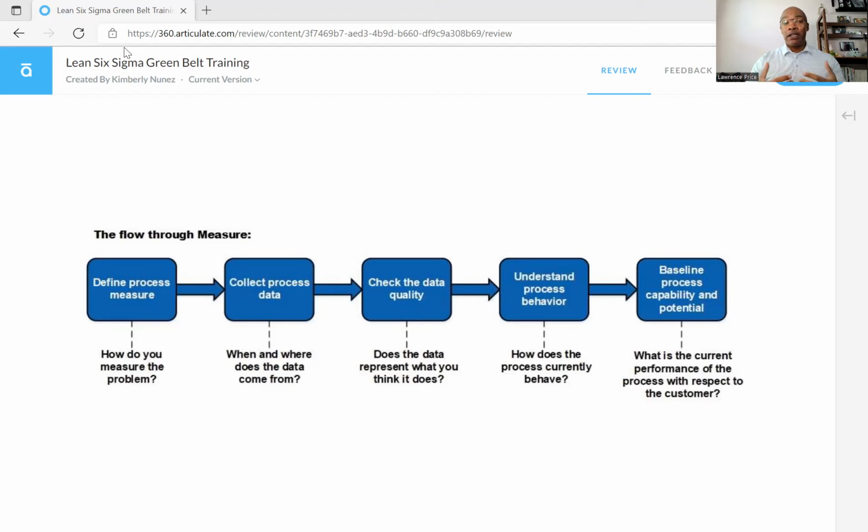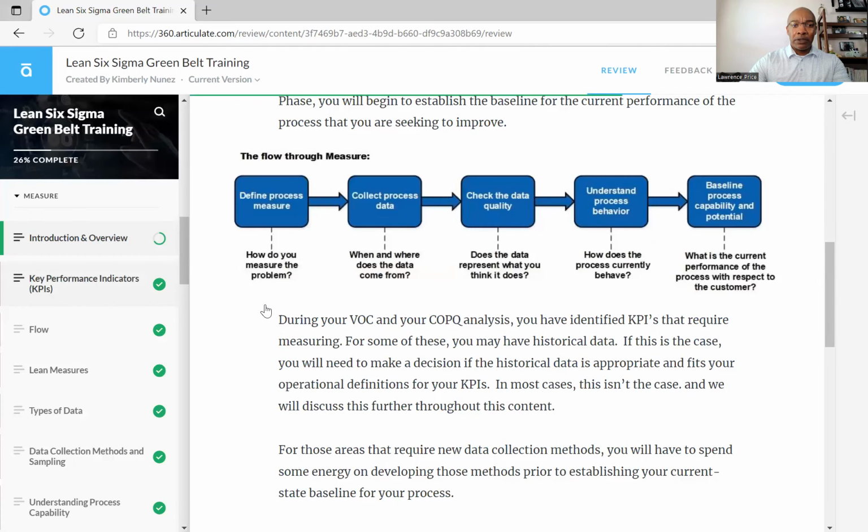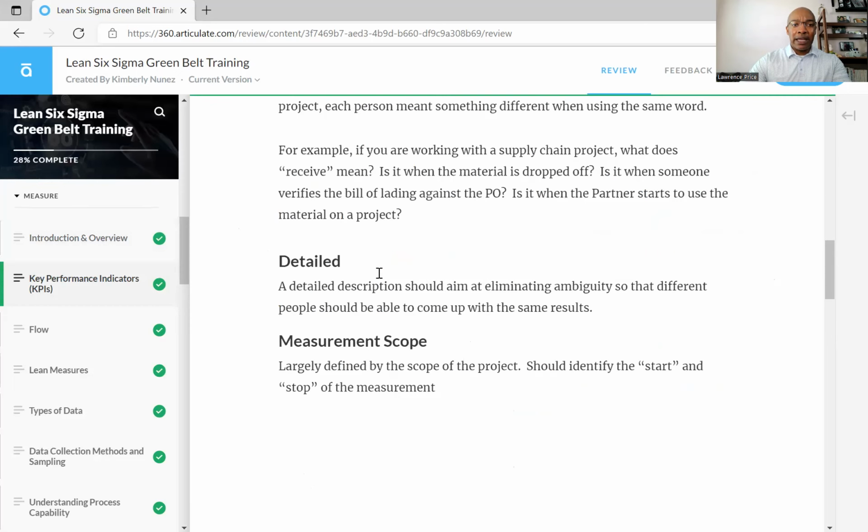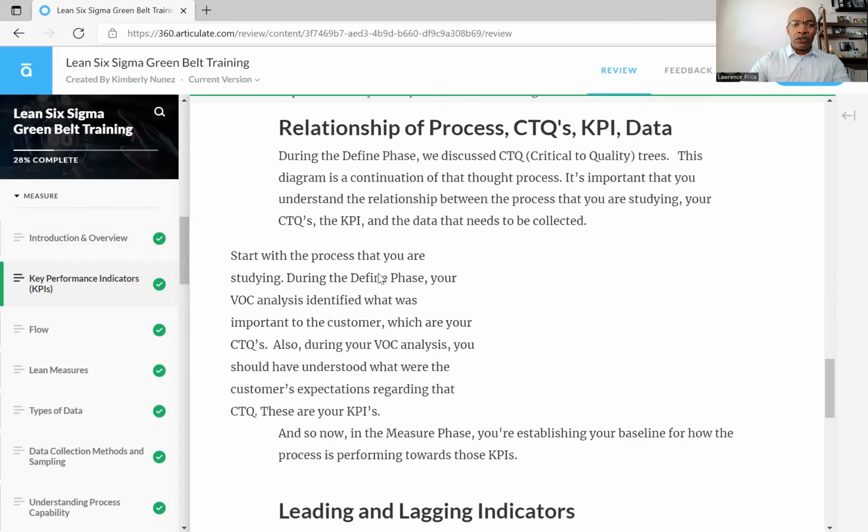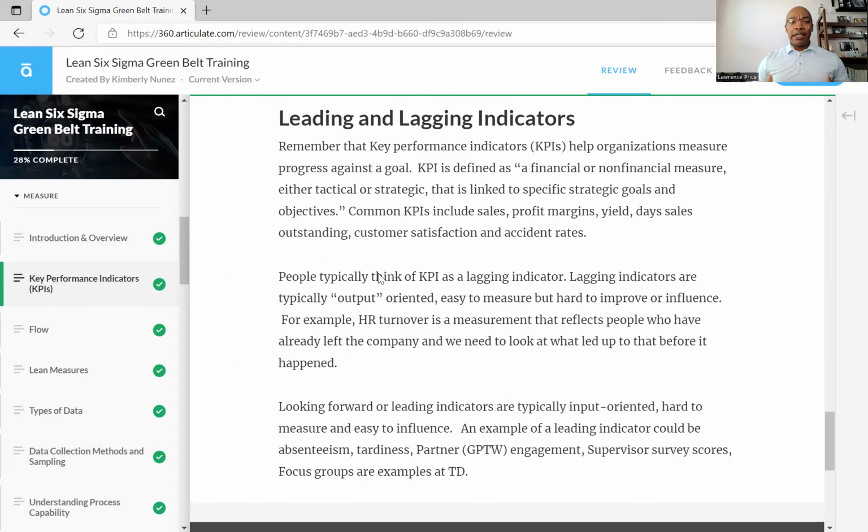There are a lot of different tools that a person could use during the measure phase, and I'm just going to talk about one concept around KPIs. KPI stands for key performance indicators, but one concept around that is leading and lagging indicators. So I'm going to jump out of this a little bit and go deeper into our training materials to talk about leading and lagging indicators. I'll talk to it, but I'll leave this section up on the screen.